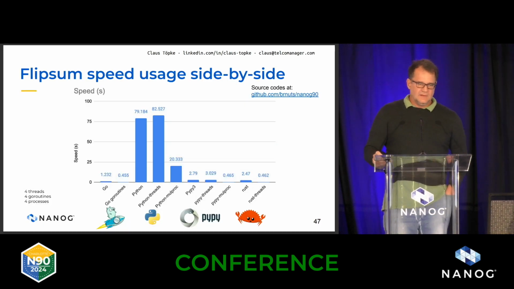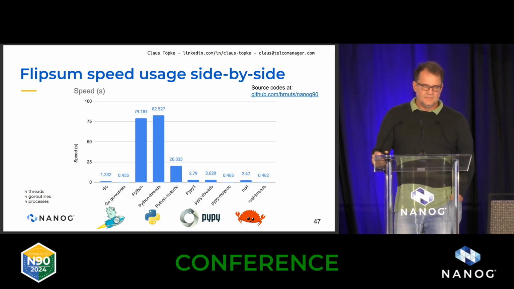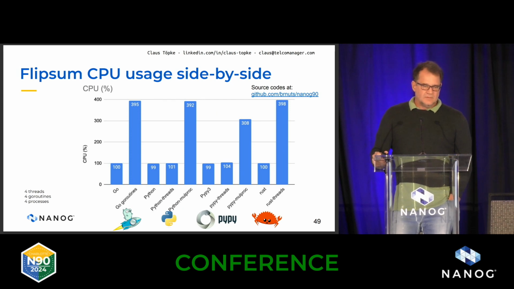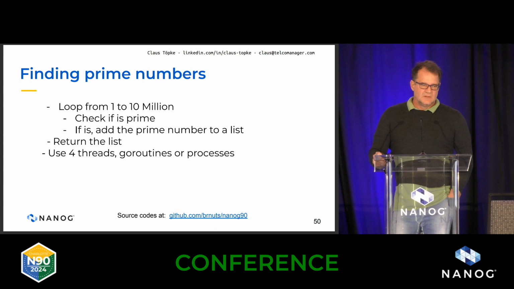So this is the comparison for speed. You can see Rust and Go are much faster than Python or PyPy. And here's the memory usage, the same thing. CPU as well. You can see that the GIL is actually blocking Python from running more than one at the same time. So that's the reason it uses only 100% CPU. It doesn't go to 400.